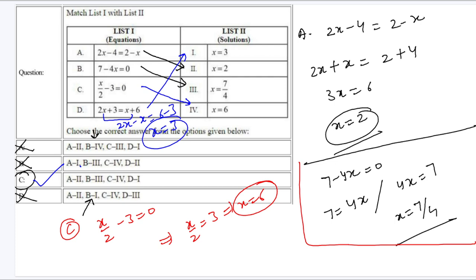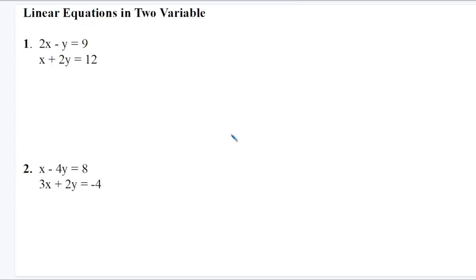Okay, moving ahead. We did equations in one variable. Now let's talk about equations in two variables. Equations in two variables are simple if you apply the elimination method. By elimination method, I mean you need to eliminate one of the variables and calculate the value of the other one. How do we do this?